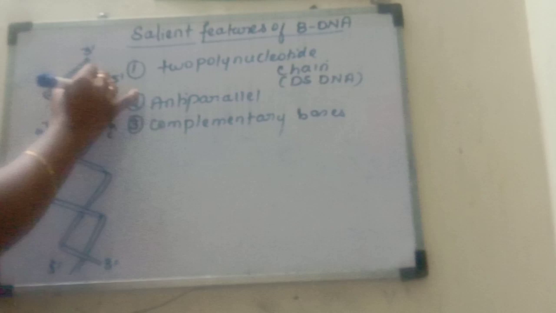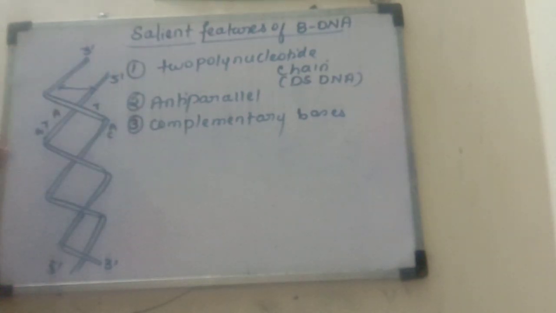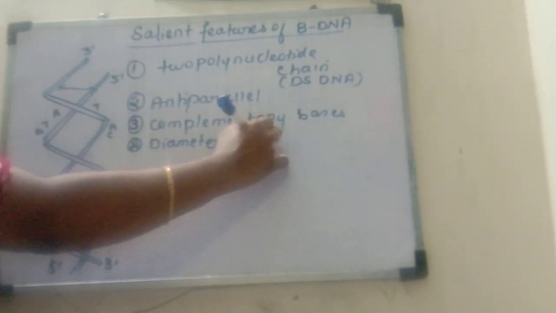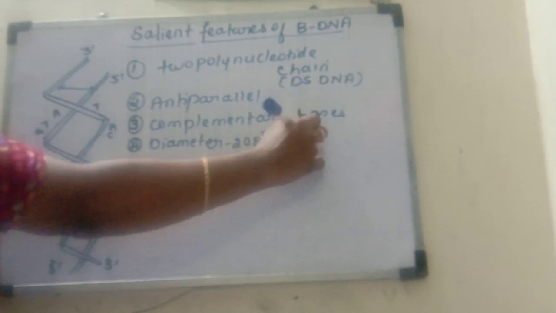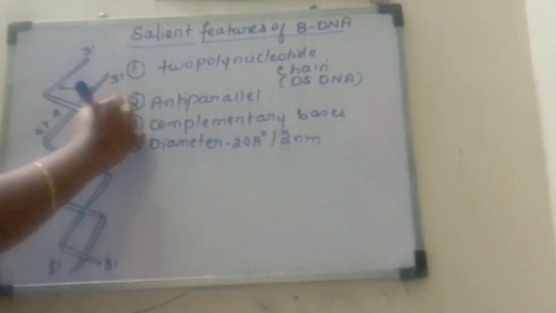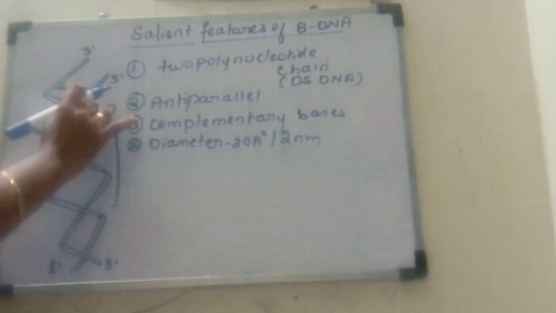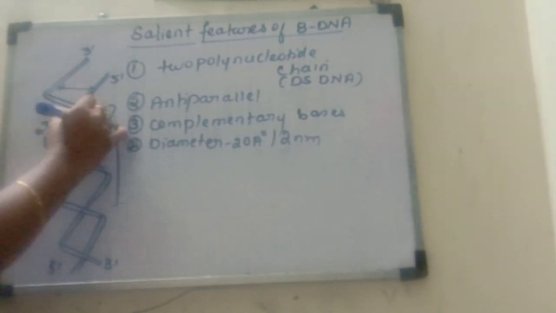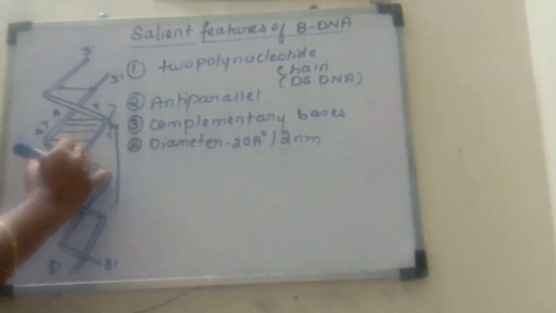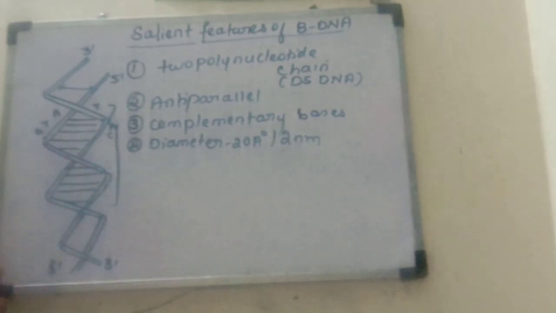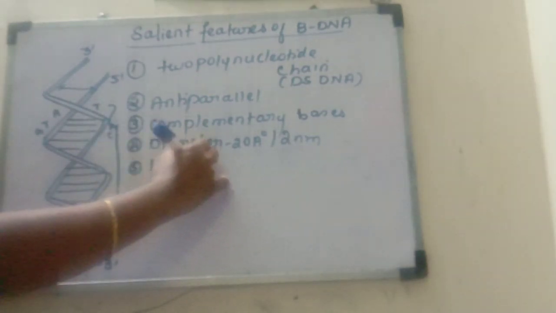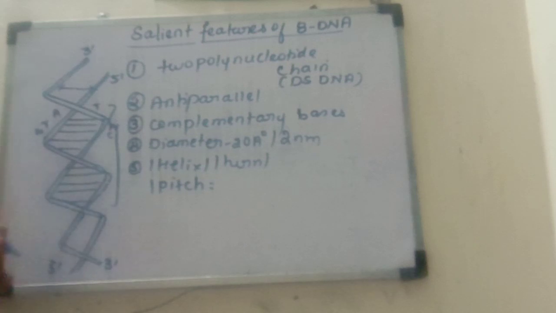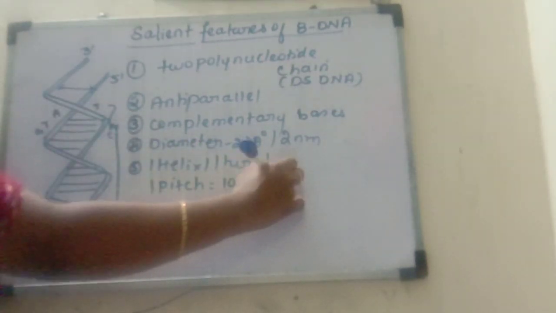The next one is the diameter of the DNA. The diameter of DNA is 20 angstrom. In angstrom we say 20, otherwise we can say 2 nanometer also. Then this is considered as one helix. If you take one helix, or one turn, or one pitch of DNA, we have 10 base pairs. So there are totally 10 base pairs in one turn of DNA.